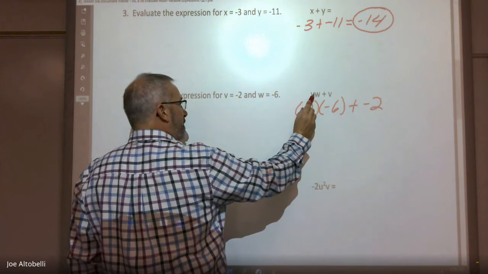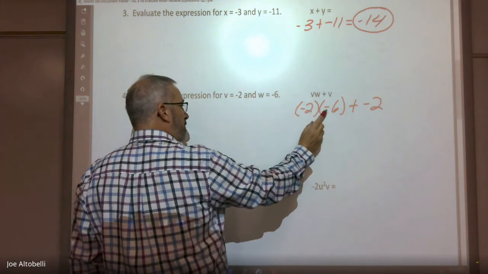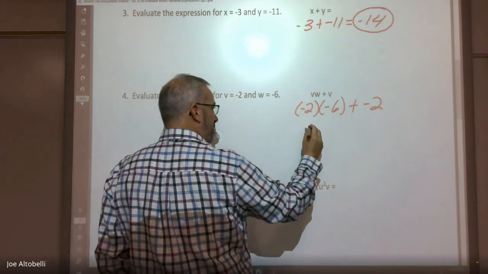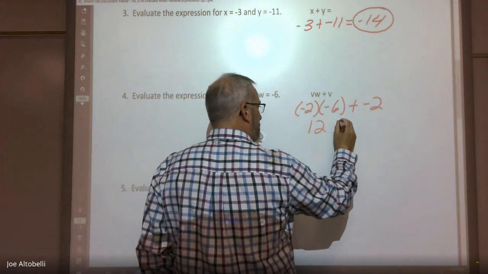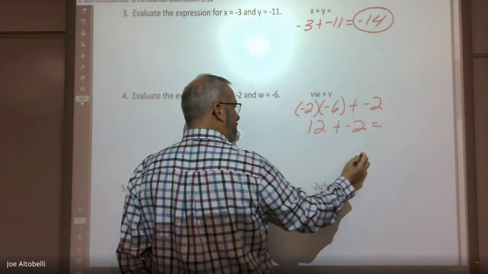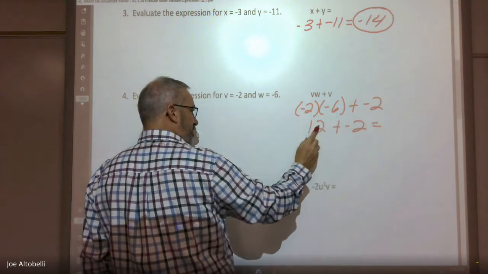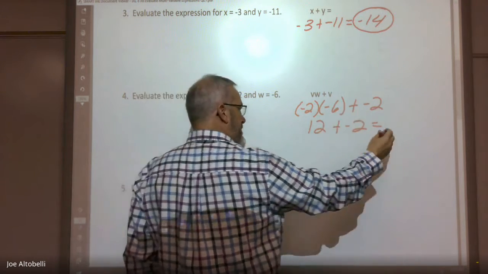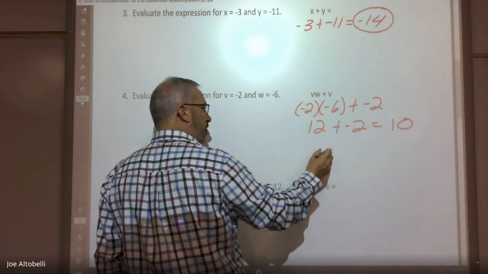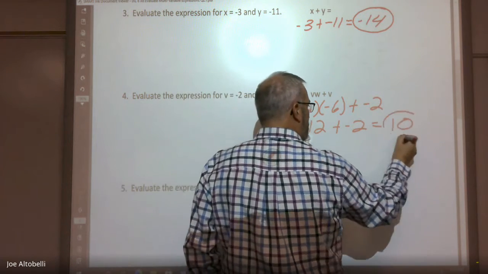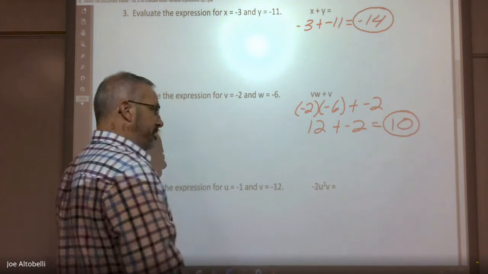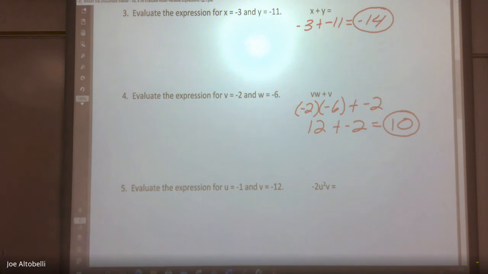Remember this BW, that's multiplying. So when I multiply, negative times negative is positive. I get 12 plus a -2. The signs are different, so there's going to be canceling. I have 10 left over. I have more positives, so it's a positive 10. Go ahead, number 5.